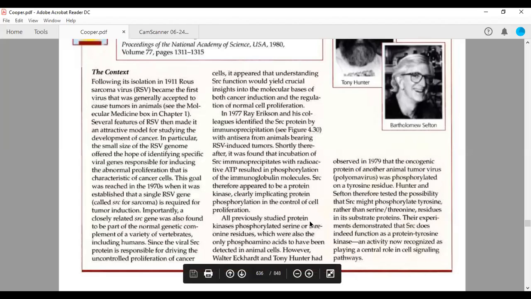clearly implicating protein phosphorylation in the control of cell proliferation. So all previously studied protein kinases phosphorylate serine or threonine residues. Up to now, all the kinases we knew either phosphorylated serine or phosphorylated threonine, which were also the only phosphoamino acids to be detected in animal cells.